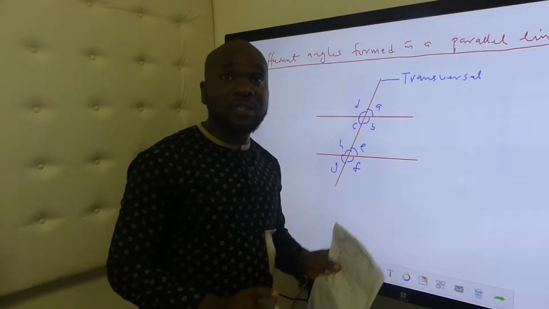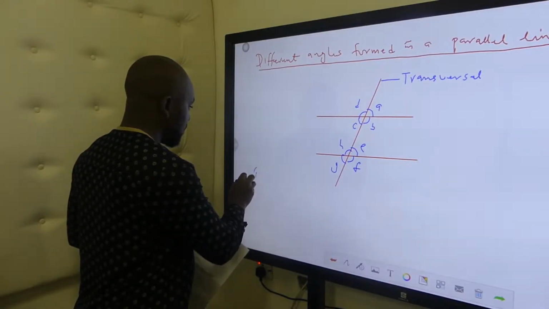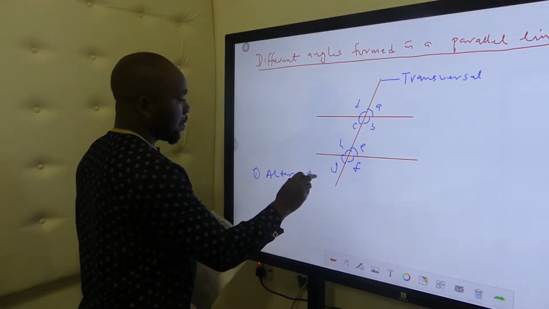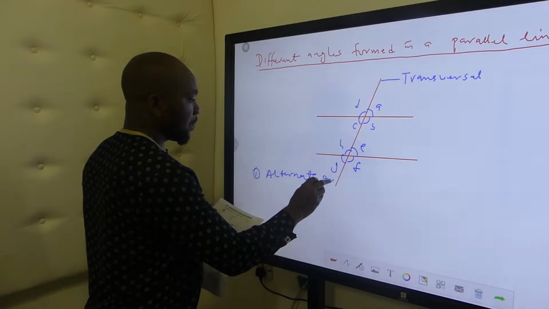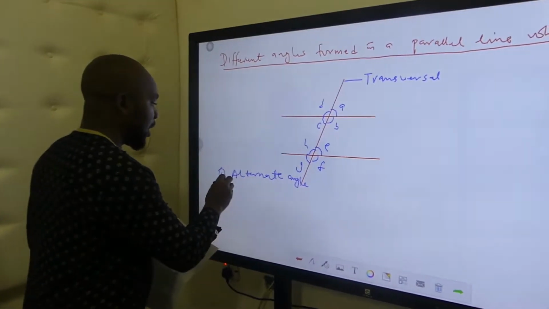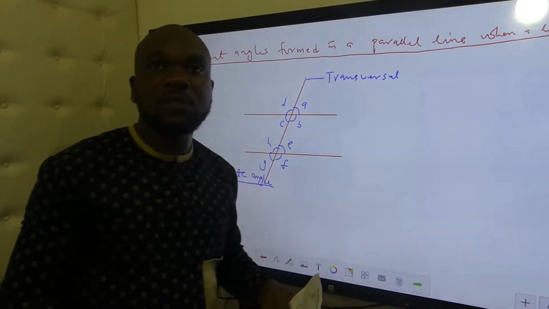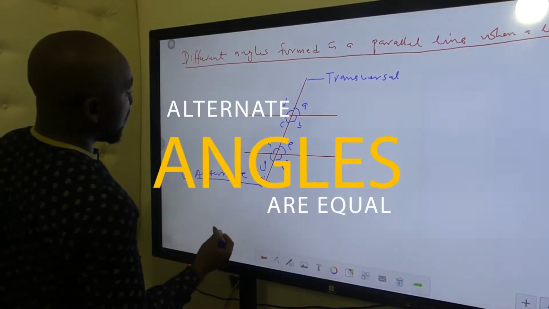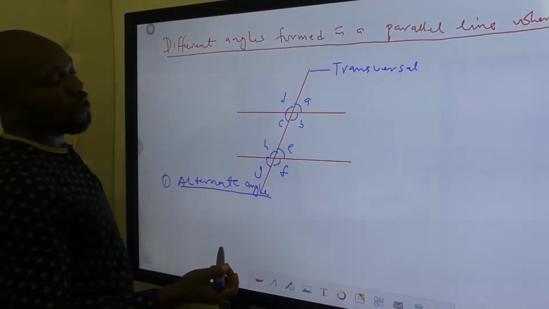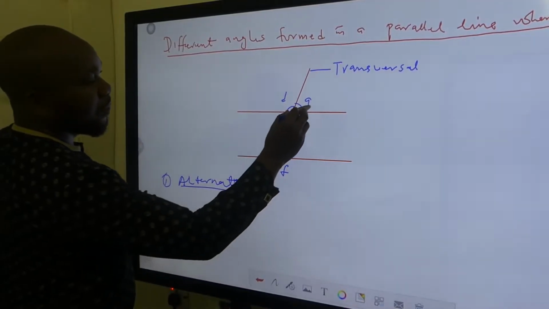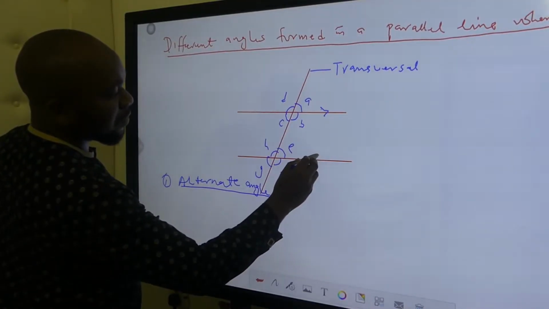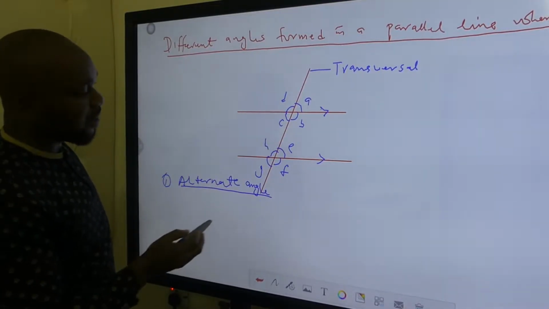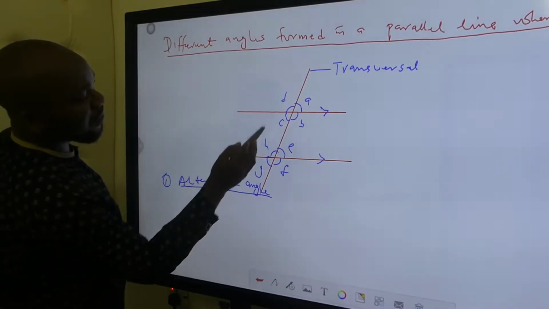Number one: alternate angles. And I say that alternate angles are what? Equal. Alternate angles are equal. If you look at this, alternate angle means angles in opposite positions between two parallel lines. So B is equal to what? H, while C is equal to what? E.